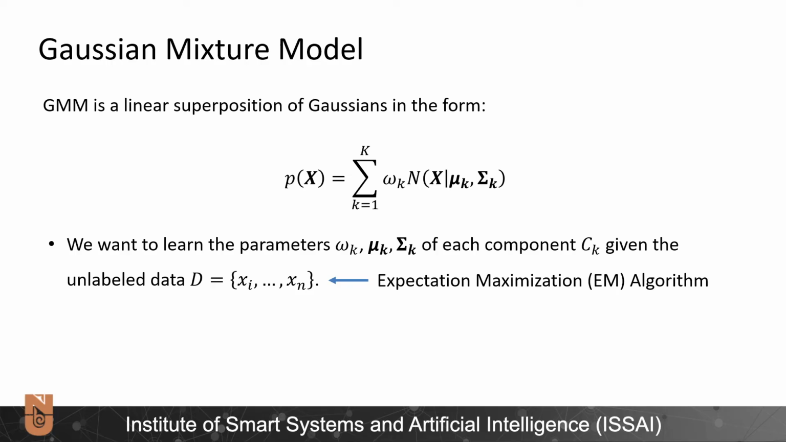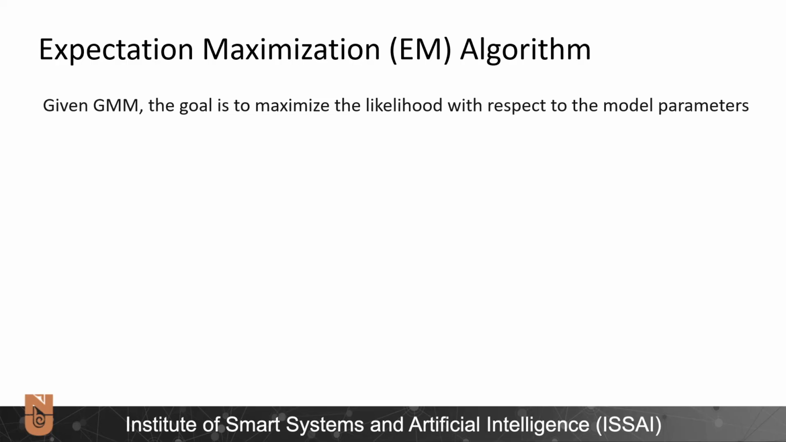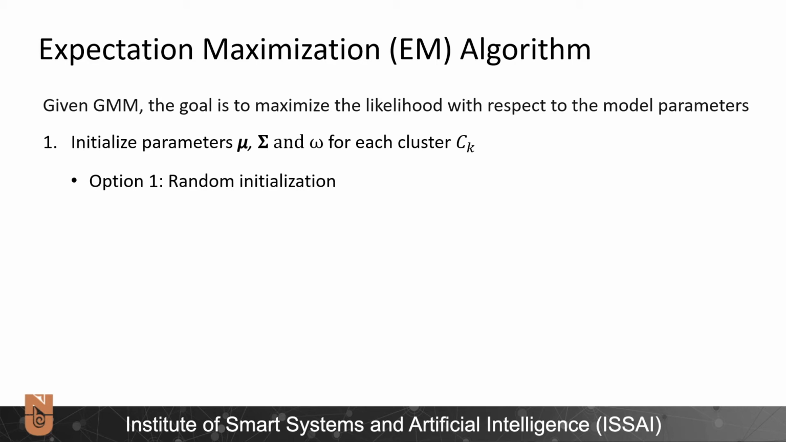This is where the expectation maximization algorithm comes in. Given a Gaussian mixture model, the goal is to maximize the likelihood of the data with respect to the model parameters. The first step of the algorithm is to initialize parameters mu, sigma, and omega for each cluster. One option is a random initialization of the parameters, and the other option is to initialize the parameters based on the results of trained k-means.